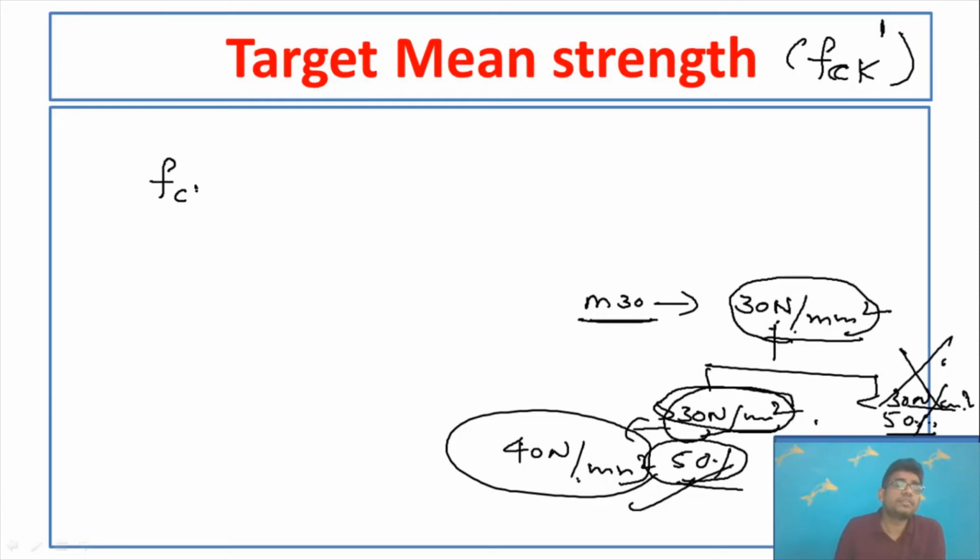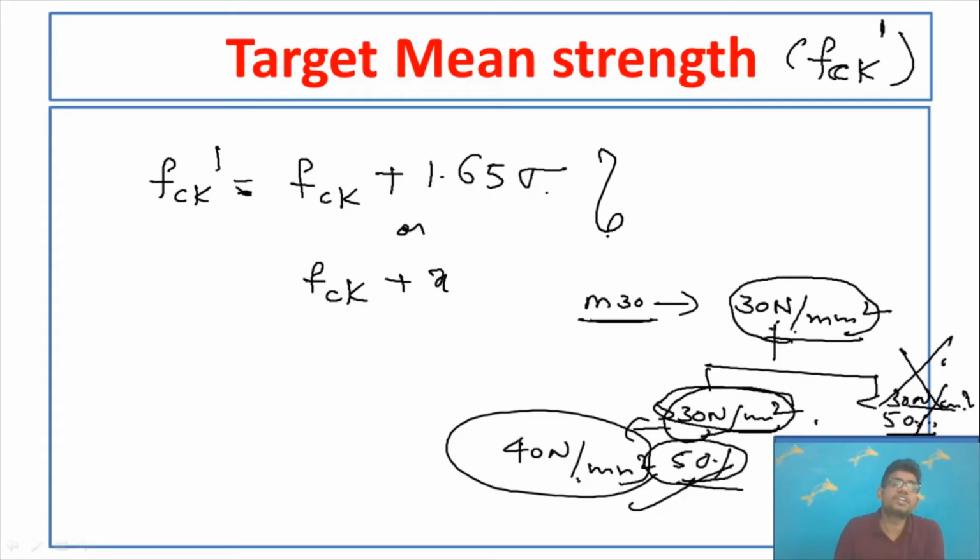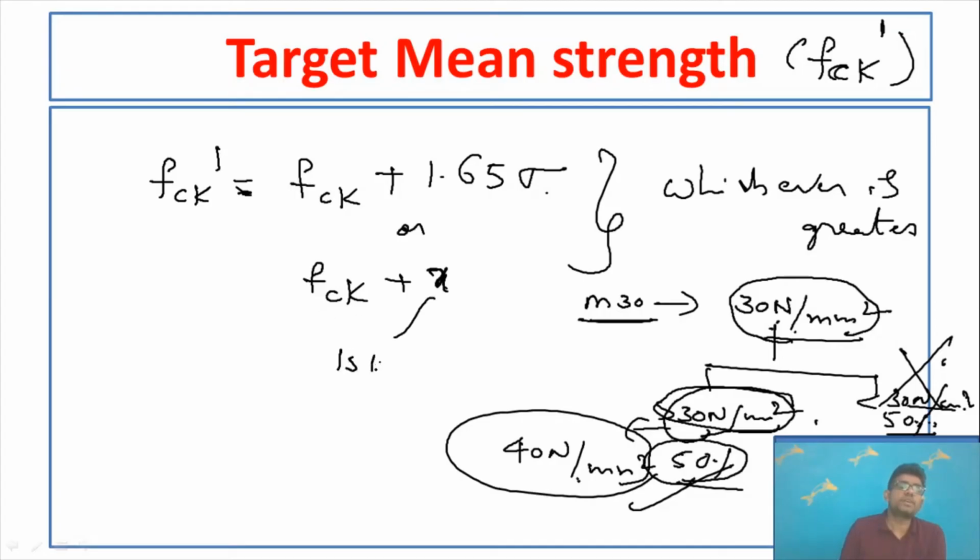The formula for the target mean strength is fck' = fck + 1.65 sigma, or fck + X, whichever is greater. This X value you can get from IS 10262-2019. And the sigma value you can also get from IS 10262-2019, or else from IS 456.